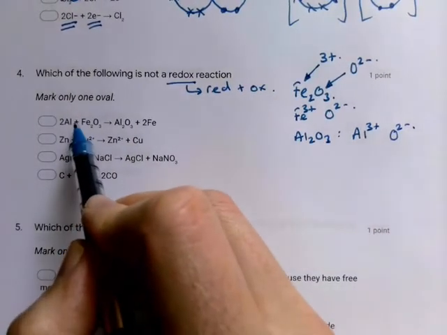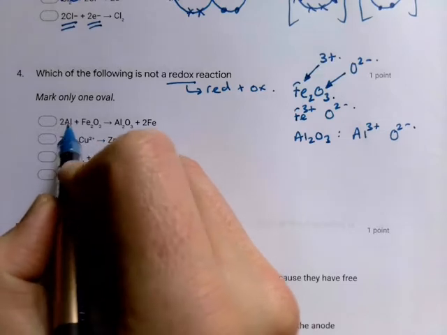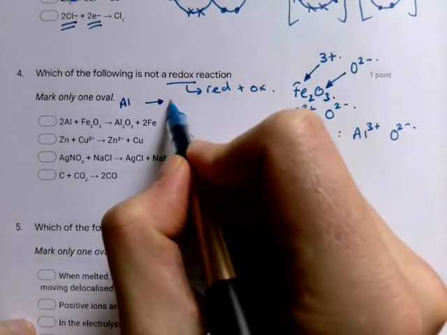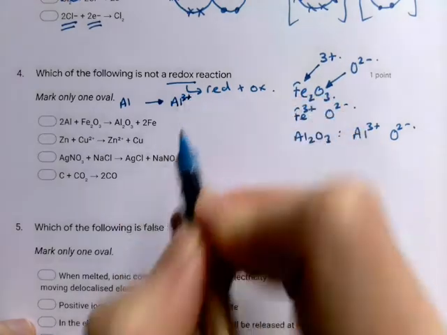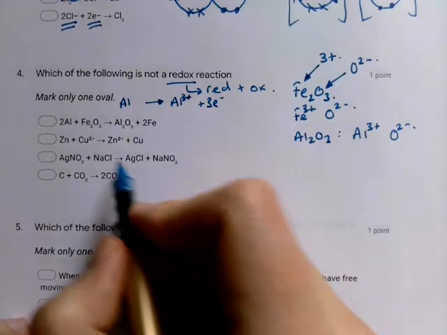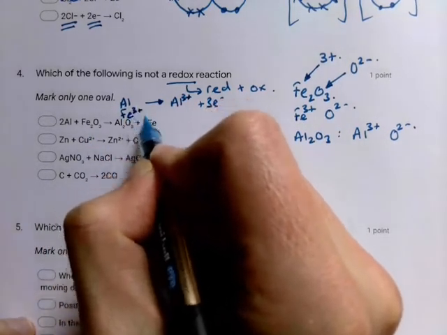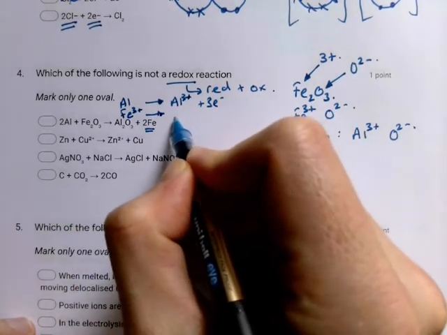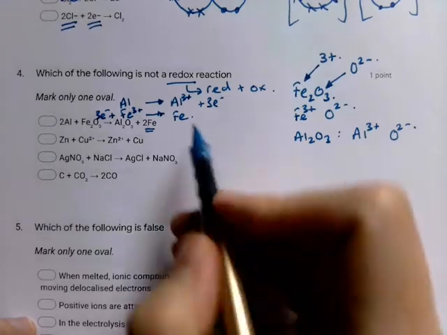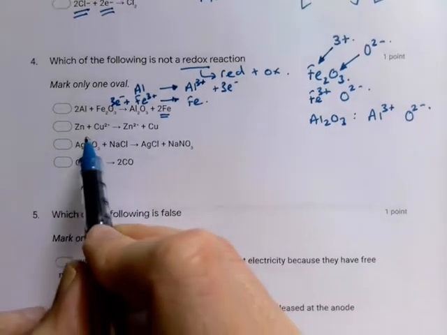So if I have a look here, what's really happening? Well, I can split this up into 2 half equations because I've got Al turning into Al3+. How does it do that? It does that by losing 3 electrons. And I've also got Fe2O3, but I know that the ion in my Fe2O3 is Fe3+, and that's turning into Fe. How does it do that? Well, it has to gain 3 electrons. So we've got loss of electrons up here, that's oxidation, and we've got gain of electrons here, that's reduction.